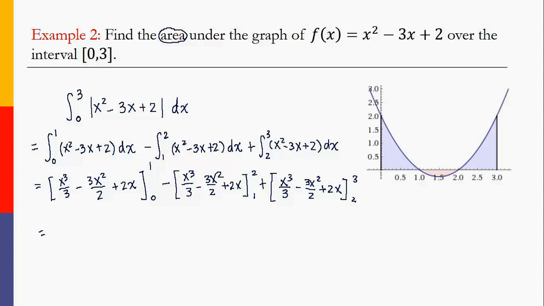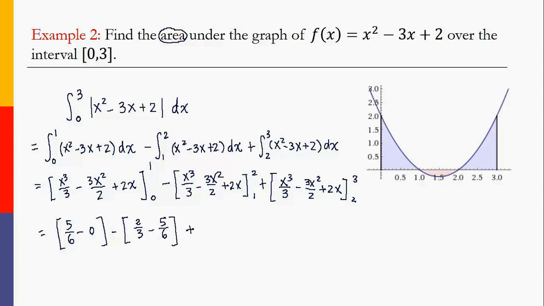So we plug in x equals 1. When x equals 1, we get 1/3 minus 3 over 2 plus 2. So the value for this function is 5 over 6. And we subtract when x equals 0, the function is just 0. Then we need to subtract the second evaluation. So plug in x equals 2, we get 8 over 3 minus 6 plus 4, which is 2 over 3. We need to subtract capital F of 1, which we just found is 5 over 6.